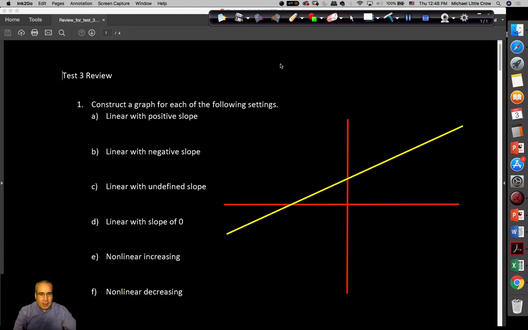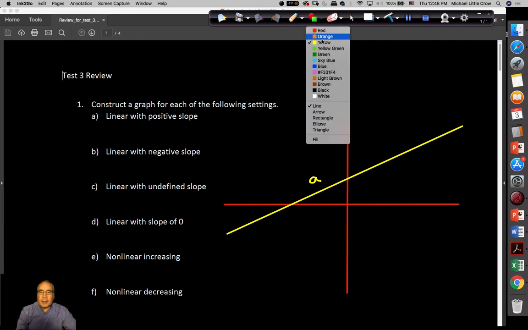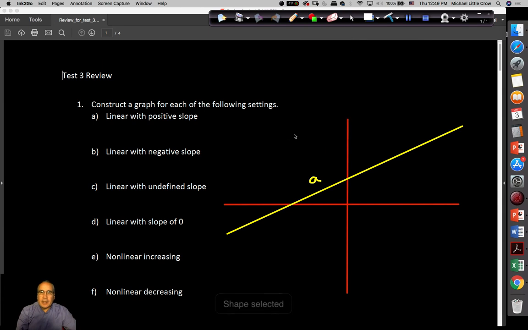So that one is A, line A. Line B, a linear with a negative slope. We'll do that when we come from left to right. We're going to be going downhill. Any of these like this, these are all negative slopes. So whichever one you want. There we go. Line B is one with a negative slope.